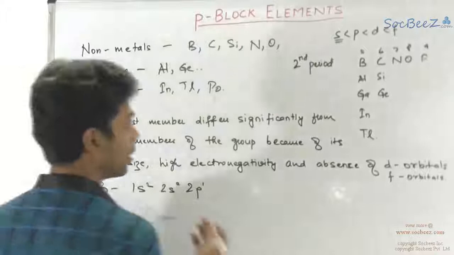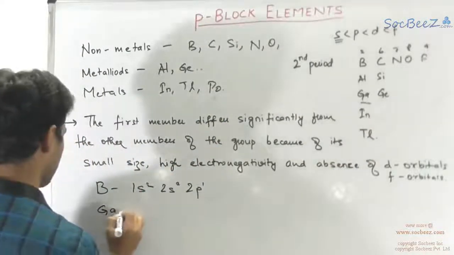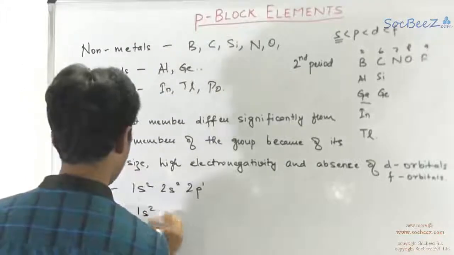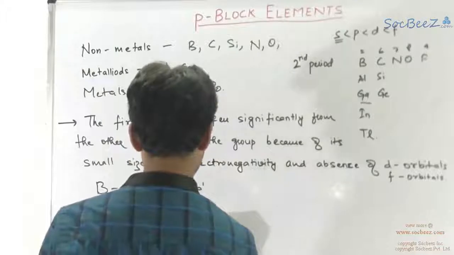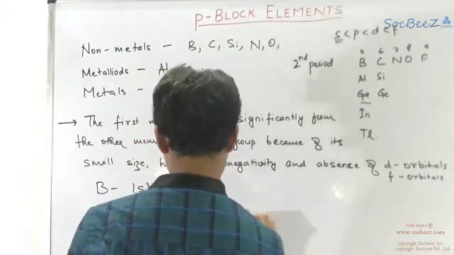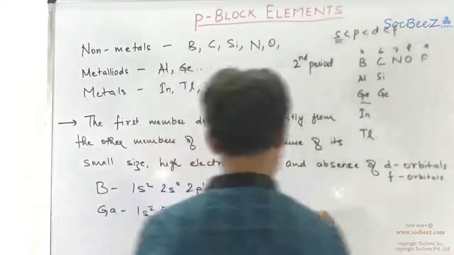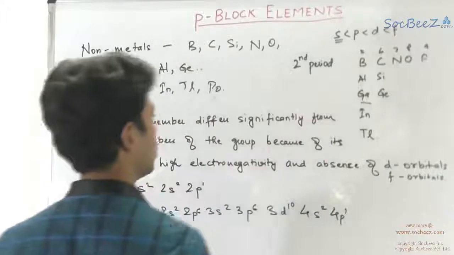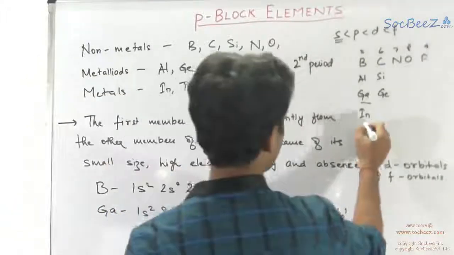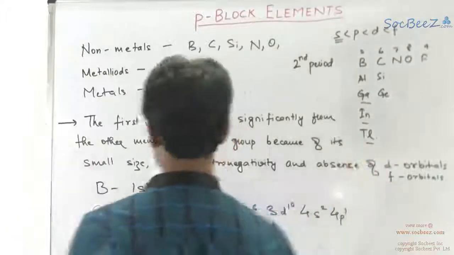But the electronic configuration for gallium is 1s2, 2s2, 2p6, 3s2, 3p6, 3d10, 4s2, 4p1. Now the atomic configuration for thallium.